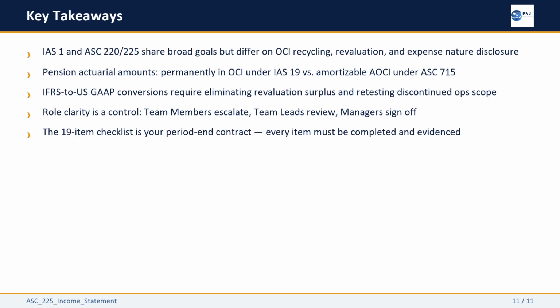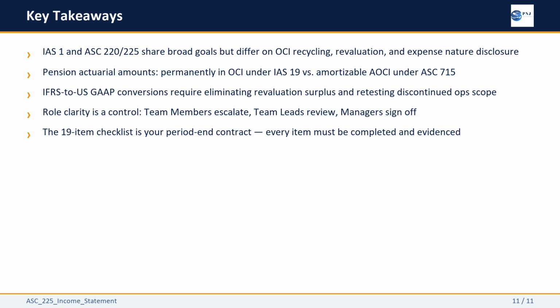Let's lock in the key takeaways from this section. IFRS and US GAAP share the same goal, transparent income reporting, but diverge meaningfully on OCI recycling rules, the revaluation of long-lived assets, and required nature of expense disclosures. The pension actuarial difference is the one most likely to create a conversion adjustment. Permanent OCI under IAS 19 becomes amortizable OCI under ASC 715.